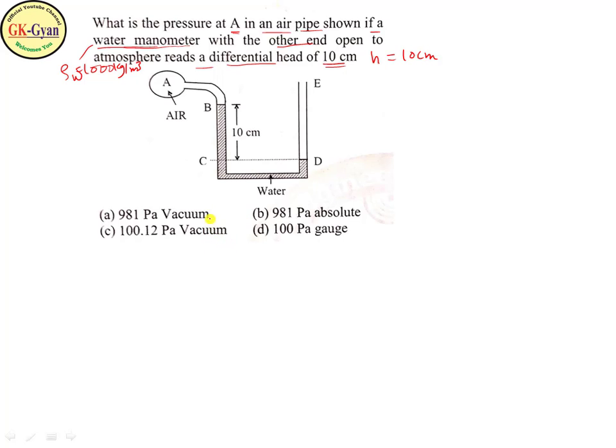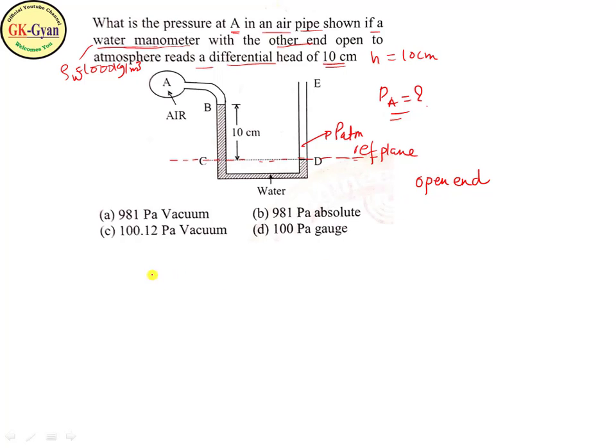So we'll start. You have to find out the pressure at point A. First we will mark the reference plane, where the continuous mass of fluid is present. So here from C to D, the continuous mass of the same fluid is given. We will take this as a reference plane. This is open to atmosphere, so it will be P atmosphere. We will start from the open end.